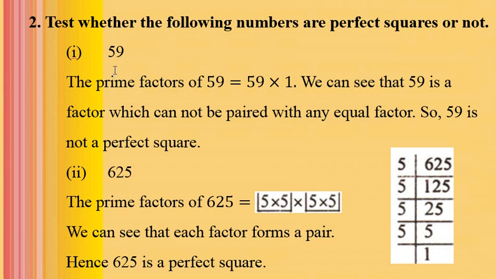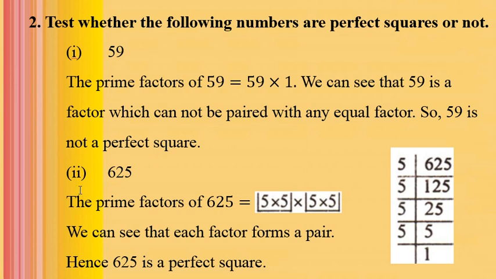So we will check for 59. The prime factorization of 59 will be equal to 59 into 1, because 59 is already a prime number. There is no other number by which it could be divisible. So 59 into 1. As we are observing that there is no number which we could write in the form of a pair, we will say that it is not a perfect square.